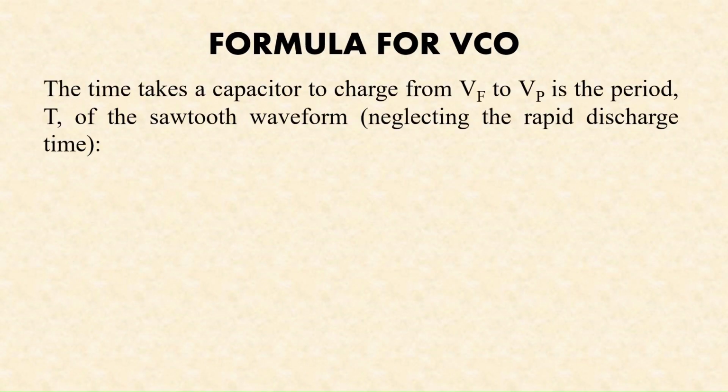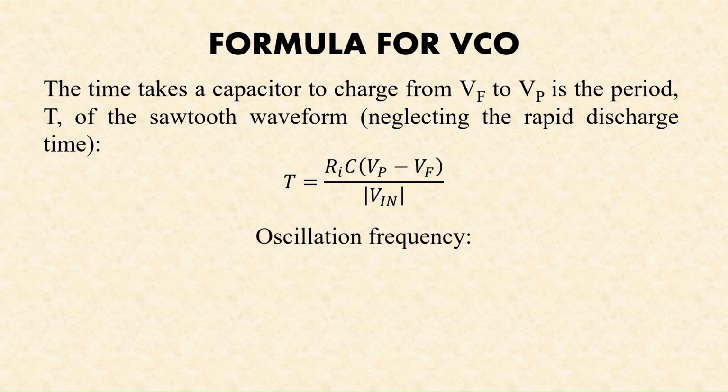The formula for VCO that we can calculate is the time it takes a capacitor to charge from Vf to Vpeak, which is the period T of the sawtooth waveform. The formula of T is RiC times Vpeak minus Vf divided by absolute Vin. And the unit of T is in seconds. To calculate the oscillation frequency, we know f equals 1 divided by T. So we get the formula, which is absolute Vin divided by RiC times Vpeak minus Vf. The unit of frequency is in hertz.